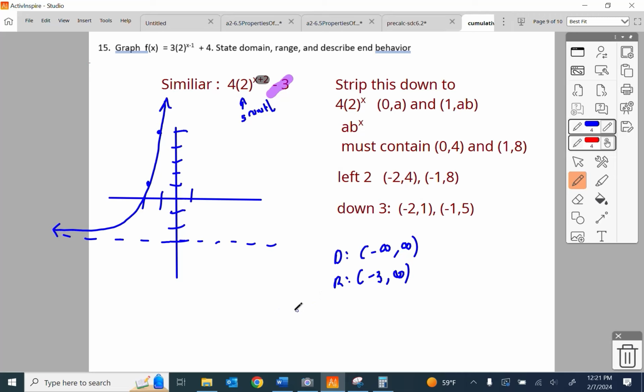End behavior. As x moves left, which means we go to negative infinity, the y value gets close to negative 3. As x moves right, which means as x goes to positive infinity, the y value rises. And there we go. One more and I'm done with this.